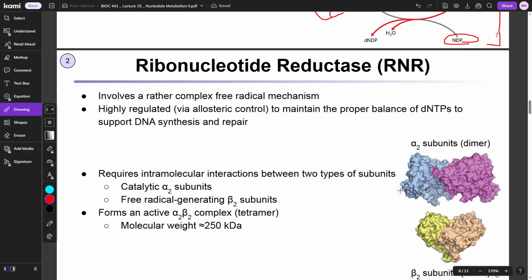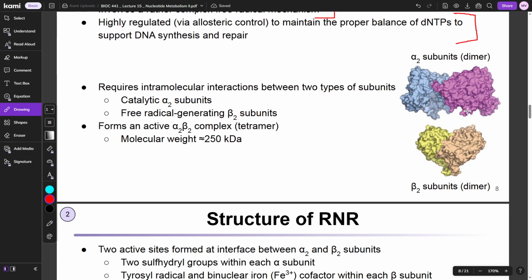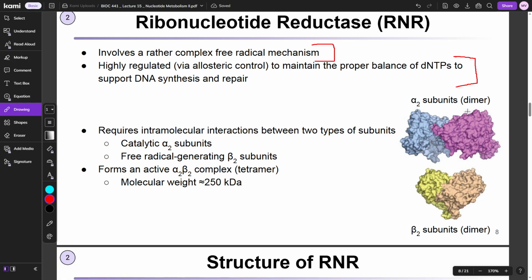So here we've got the ribonucleotide reductase. It's a very complex free radical mechanism. You're not going to have to know the exact steps, generally speaking. You should know that it's very regulated because you want to make sure you have a balance of the dNTPs. And it requires intramolecular interactions between two types of subunits, which are the alpha and the beta subunits. So we have the catalytic subunits and then the radical generating ones. These ones generate the radical, and then the alpha ones actually do the reaction. And the complex only gets active when you have this alpha 2 beta 2 complex, which is a tetramer. And it's quite heavy.